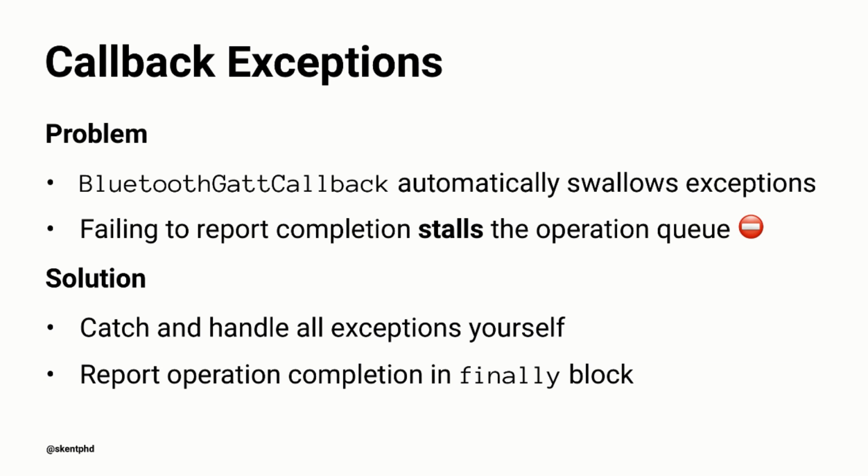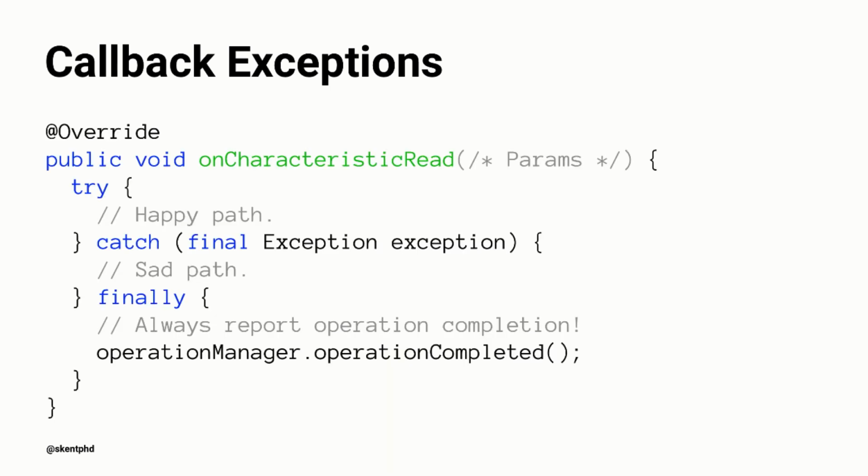So your entire Bluetooth code will just stop dead. Nothing else can happen. The solution is, in every one of those callbacks, make sure you catch all exceptions, like the generic exception type, and report operation completion in a finally block to make sure you always say, this operation finished. I don't care, even if it finished really badly, it definitely finished. So that would look like this. For example, in onCharacteristicRead, in the try block, just do everything that you would normally do in the happy path. Catch and do anything you want to do in the exception block, but then use a finally block to say, when everything else is done, at least tell the manager that this operation is over, so that it can continue on with the next one.